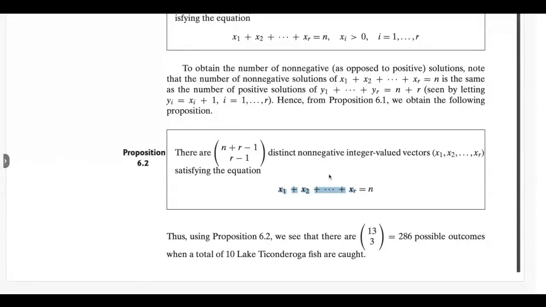So if we allow 0 for them, how many distinct solutions are there? n plus r minus 1, choose r minus 1. Okay, this is the notation of a combination.